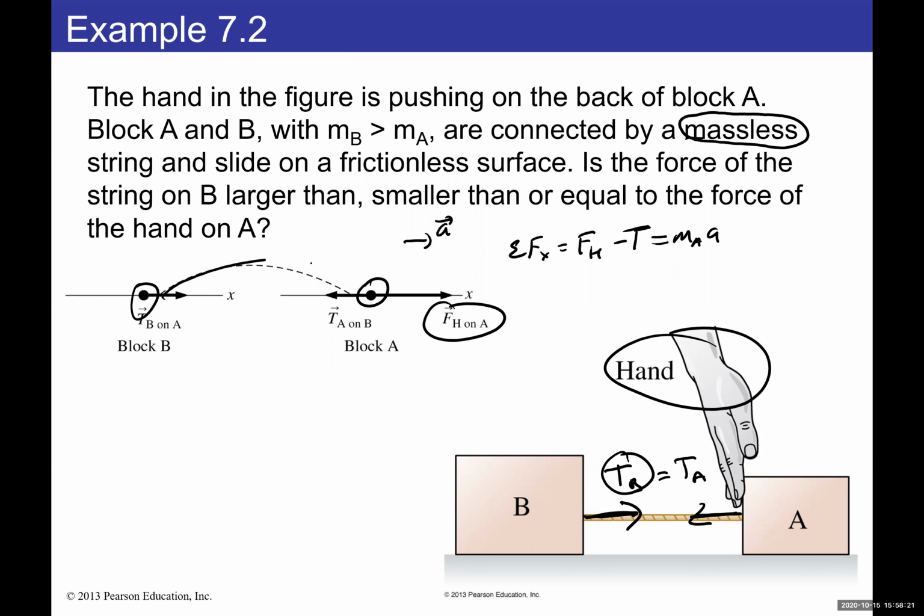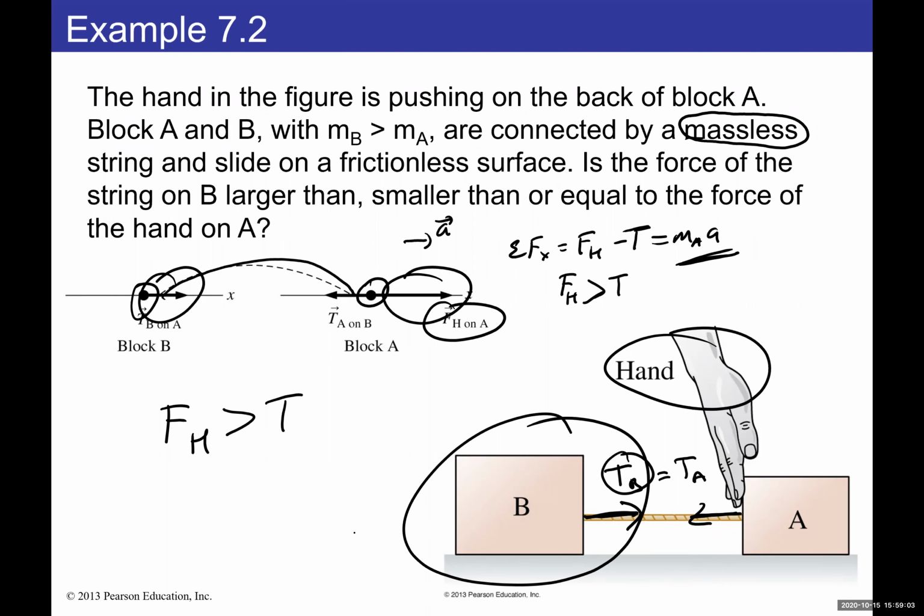Now, since this tension is the same as the other tension acting on A, and there is acceleration on block A, and acceleration can only happen if F of h is greater than tension, that means the force of hand acting on A is greater than tension force acting on B. Okay, the conclusion is that F of h is greater than tension, because you can think of it like this: when you push with the hand force on block A, you technically have to push block A plus block B. So you have to push harder, where the tension acting on block B only has to be strong enough to pull block B. That means the force from the hand is stronger than the tension acting on block B.